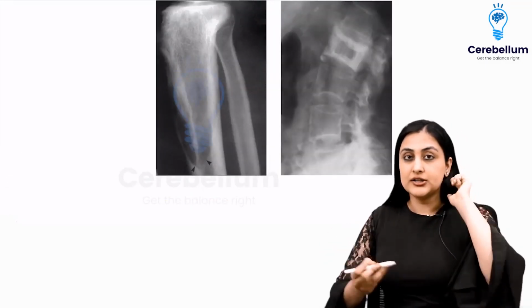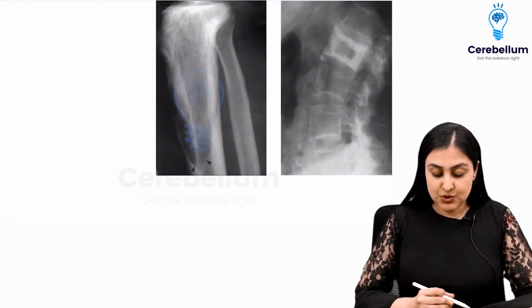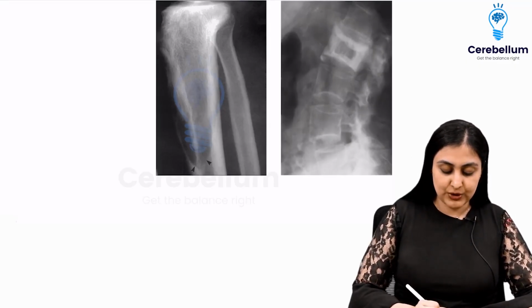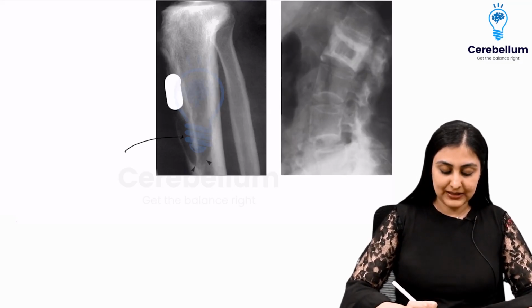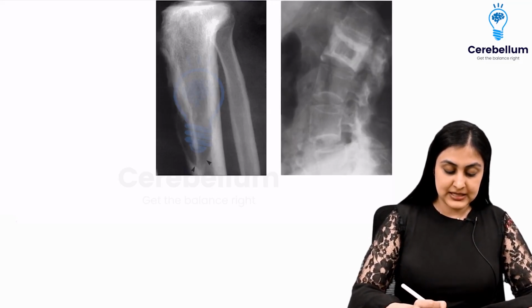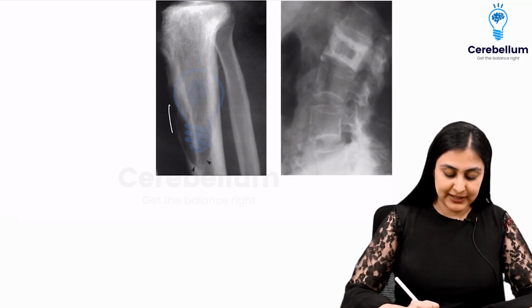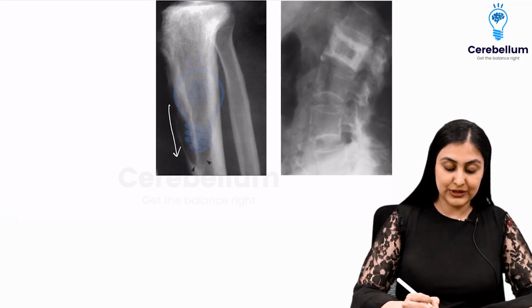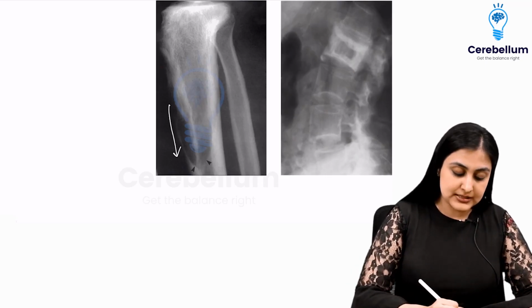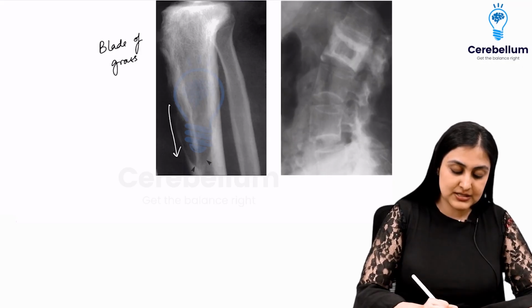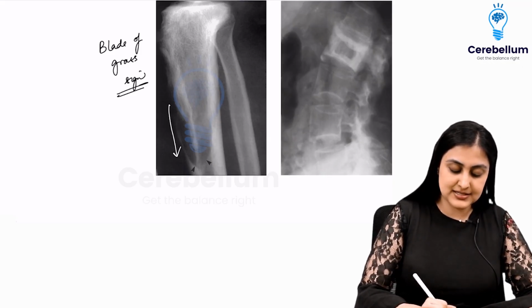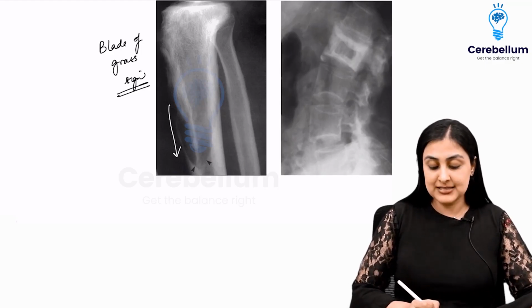What about the other bones? So it's a multisystemic disorder. Within the long bones, you can also have lysis or sclerosis. So in the lytic phase, you can have this white line, which is this advancing edge of lysis progressing along the long bones. This is called blade of grass appearance. So this is the blade of grass sign that is seen in the long bone lysis.